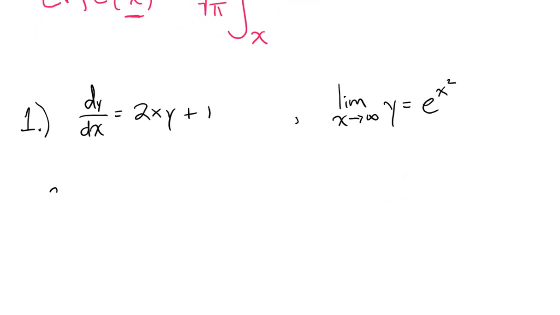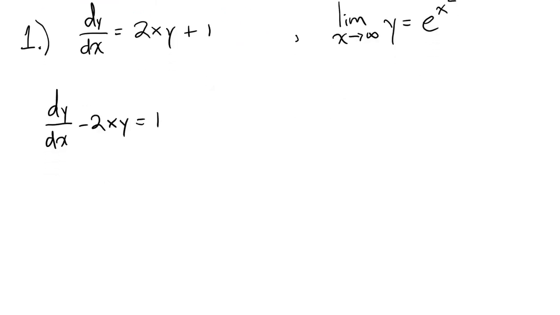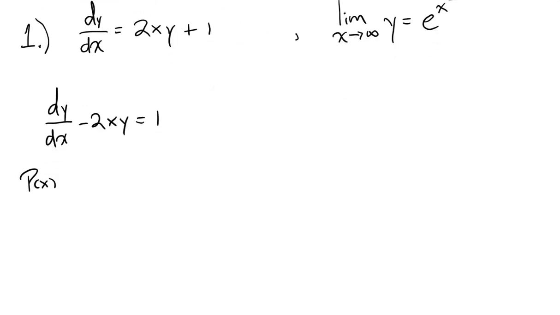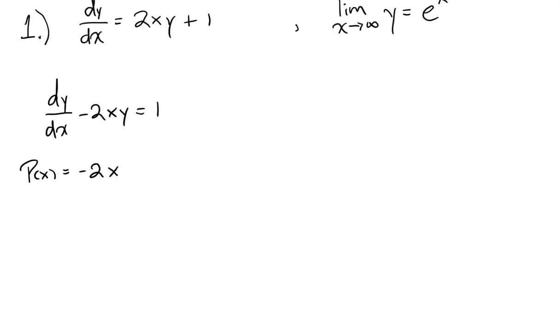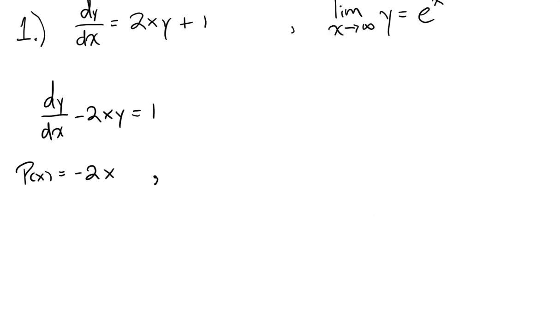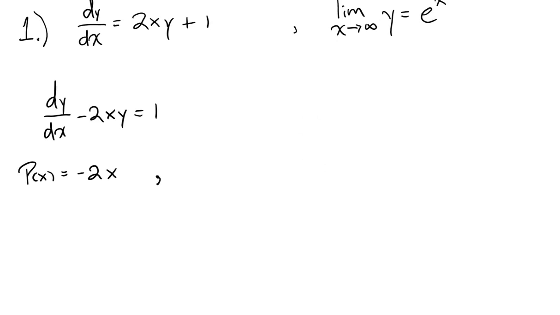So I will go pretty quickly through this since we already covered this example. I'll just write out the steps. y' minus 2xy equals 1. We know that our p of x is equal to minus 2x. Once again, if you haven't watched my first video on linear equations, I would strongly suggest watching that video so you can understand the technique of finding an integrating factor.